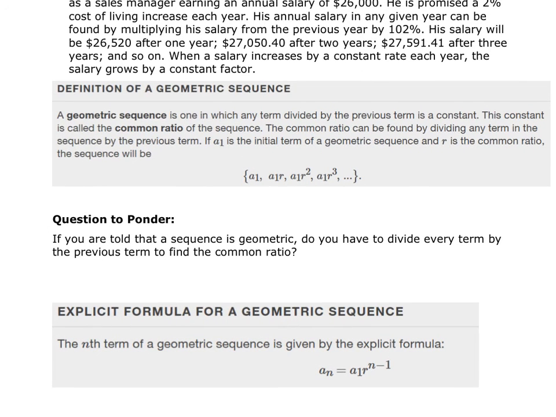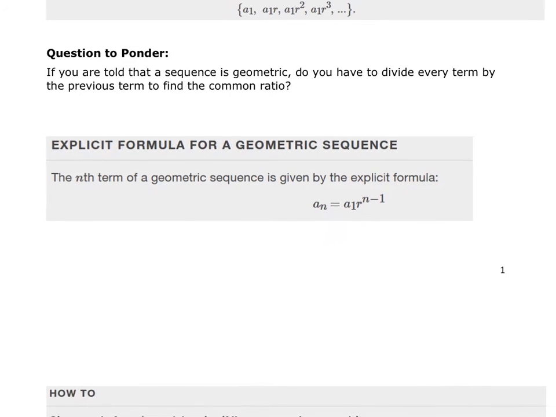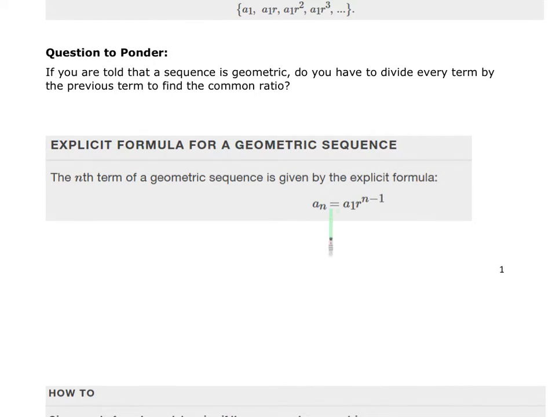If you were told that a sequence is geometric, do you have to divide every term by the previous to find out? The answer is no. They're telling you it is geometric, so you say, okay, cool. All I have to do then is find my a1 if it's not given, and we'll have a couple of those where it's not given. This is the formula generically for a geometric sequence: a sub n is equal to my first initial term, a1, times r raised to the n minus 1.